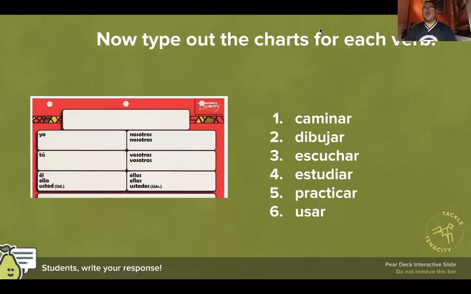Now what I want you to do is put these words in the chart. So what you're going to do is drop the AR and put the correct ending on for each subject pronoun. Yo, tú, él, ella, usted, nosotros, vosotros, ustedes, ellos, and ellas. Okay, pause the video and put the words in the charts.